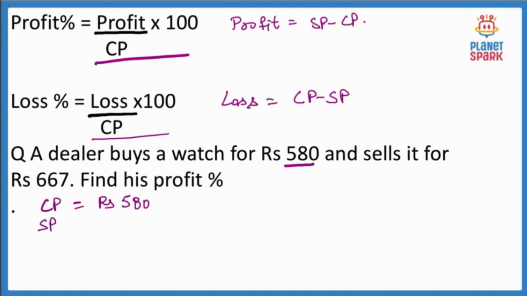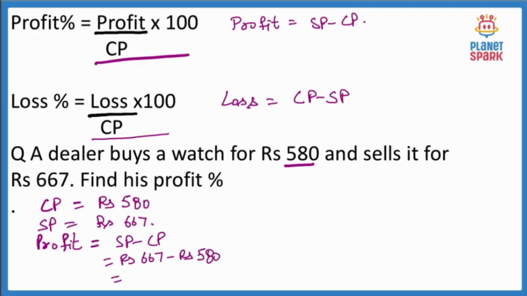Sells it for 667 means we are given the selling price. Selling price is rupees 667. So this means that selling price is greater than cost price. If selling price 667 is greater than cost price 580, clearly it is a case of profit. So profit is SP minus CP, that is 667 minus 580. And 667 minus 580 gives us rupees 87. So the dealer has earned a profit of rupees 87.